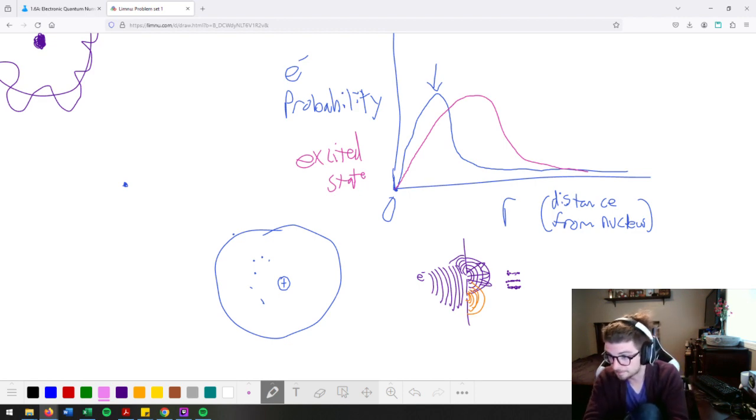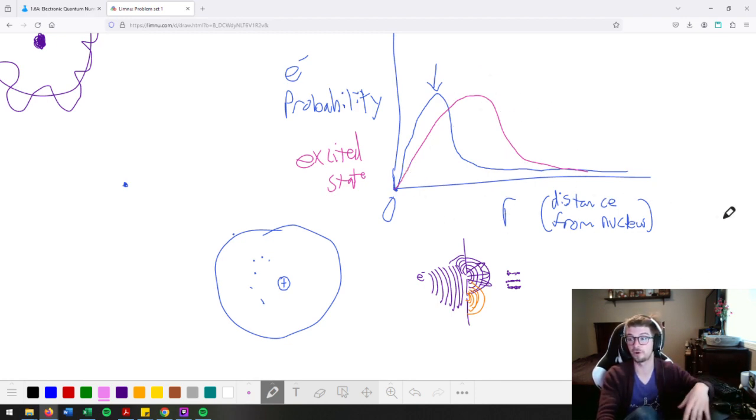Excuse me. So would it mean that the electrons are more scattered in an excited state? If that's what you're meaning, yes. In an excited state, the electron takes up more space, and you have a higher probability of finding it further away. In that sense, yes, it is more scattered.